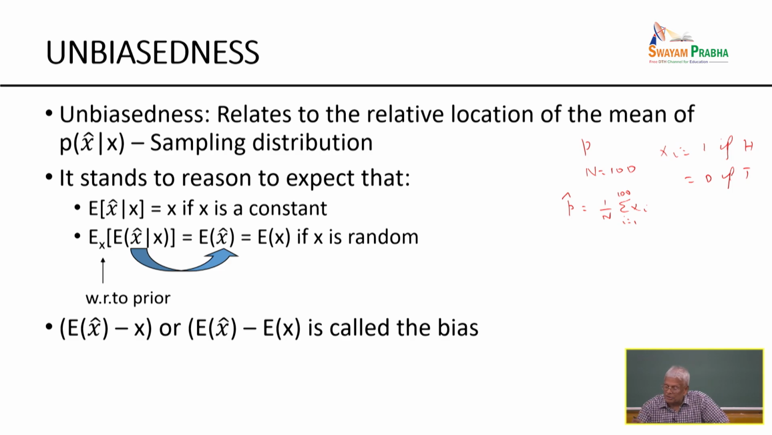So this is the function phi of x1, x2, ..., x100. x1, x2, ..., x100 are the samples. In this case, I may even say this is equal to n. So there are n samples. The function of the n samples is the average of the n samples. The average gives you the estimate. So this is the estimator, and this is the estimate.